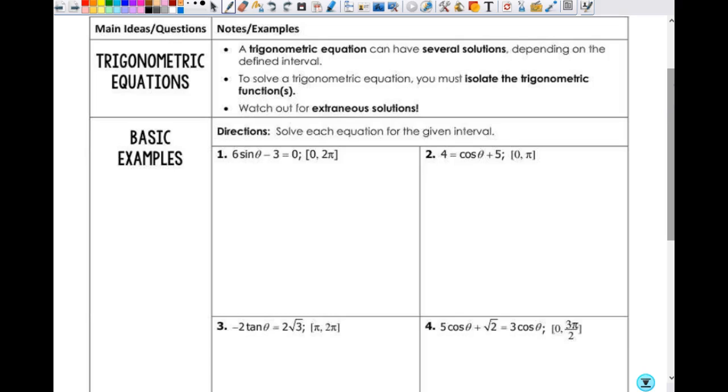A trigonometric equation can have several solutions, so we can have more than one, depending on the defined interval. So we have these little intervals that we're defined on. To solve it, you must isolate the trigonometric functions. That means basically like when you're trying to get x by itself. We're trying to get the trig functions by themselves first, and then we're going to watch for extraneous solutions, meaning sometimes you may think there are more there than are really there.